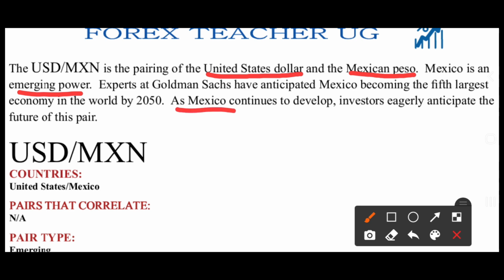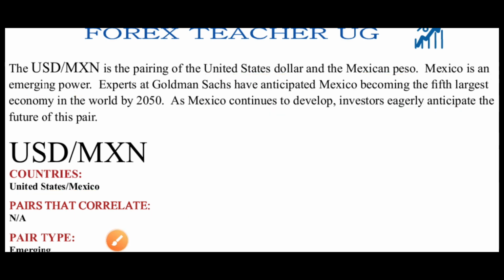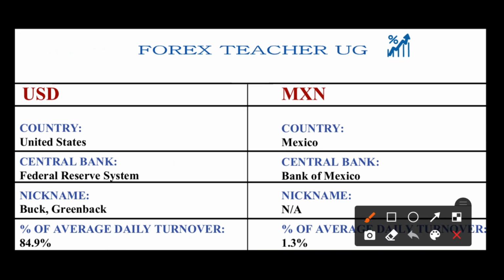So as Mexico continues to develop, investors eagerly anticipate the future of this pair. The countries are the United States and Mexico. We are not sure how they correlate because they are not yet that much traded and followed by traders. So the pair is emerging. And when we look at it, we see it's from the countries.